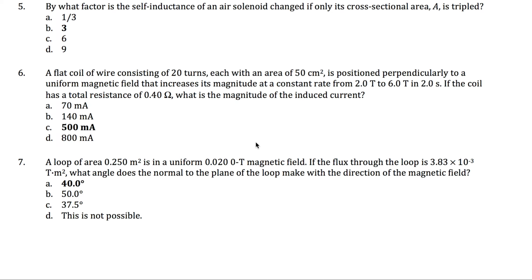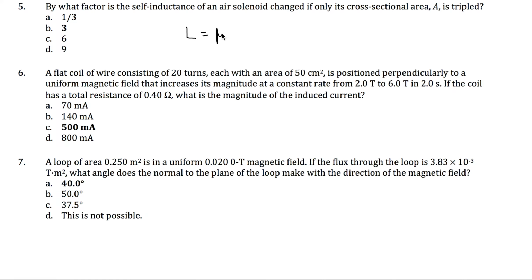Let's do number 5. I skipped number 4 because that's a question for an RL circuit, and we didn't cover RL circuits this session. So number 5 is asking for the self-inductance of a solenoid. This is one where you are changing one variable and see what happens.